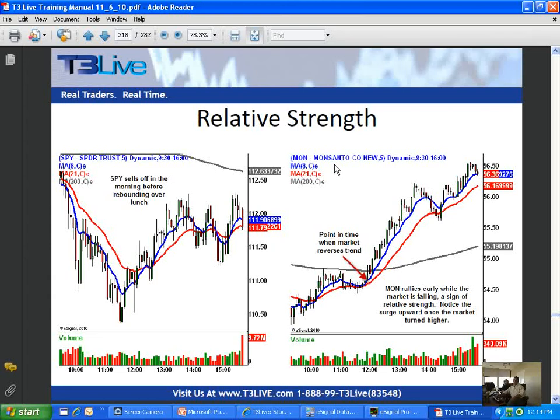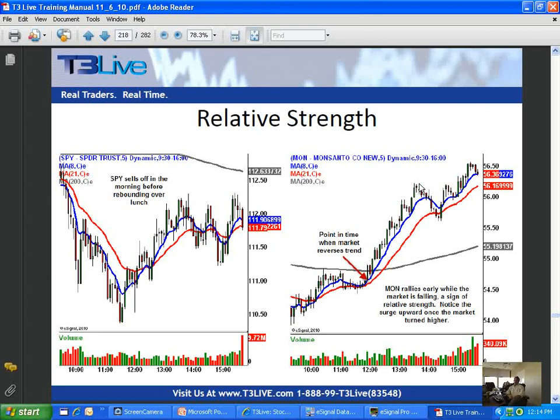The concept here is just explaining relative strength. Again, the spiders, you see a morning sell-off. They are downtrending under their MAs, but Monsanto on the right, on the same day at the same time, begins an uptrend. You can see the moving averages cross. The stock pulls back to the 21 and then ignites. Again, when the market rebounds through lunch, you can see at 12 o'clock the market starts to turn back up. At 12 o'clock, look what happens to Monsanto. Okay? All that is that concept.